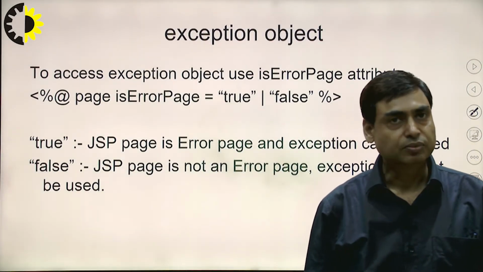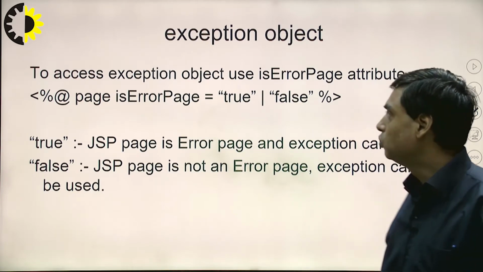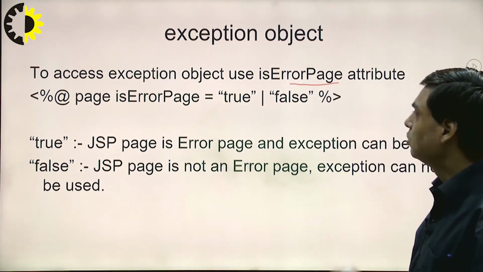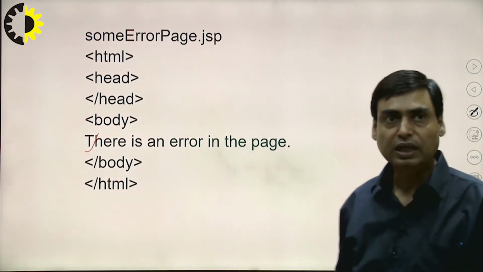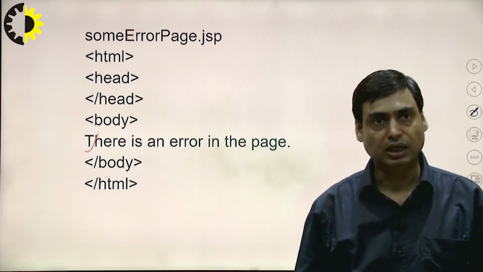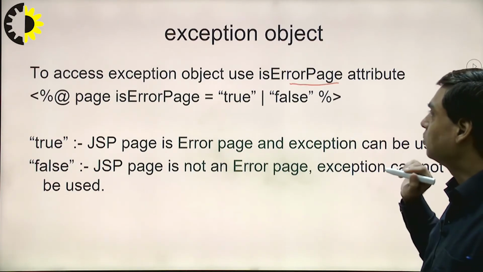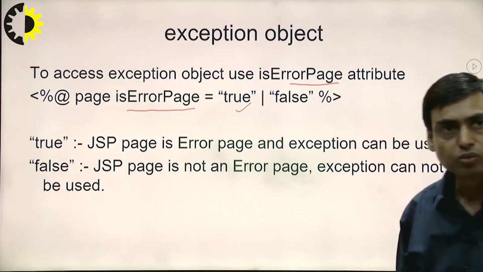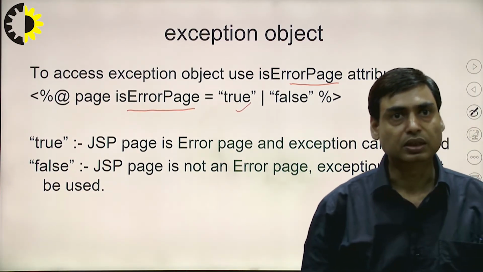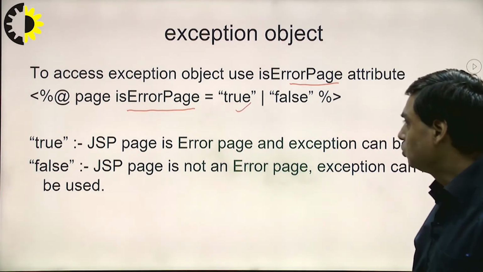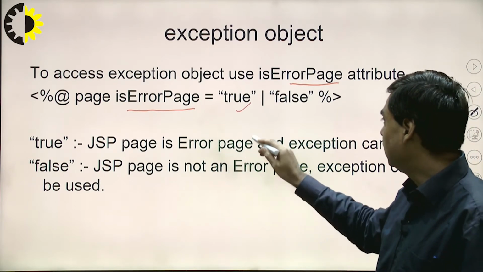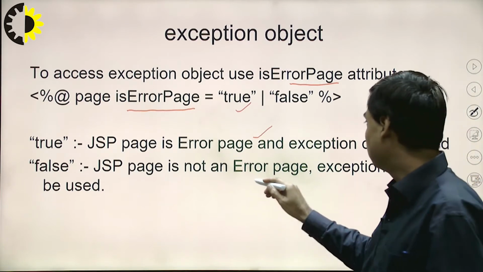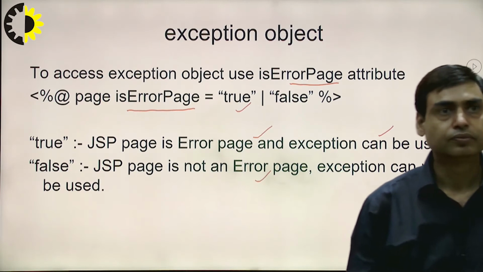Now, handling the exception with the help of the exception object. To access the exception object, use the isErrorPage attribute. Here we are not using the exception object; someerrorpage is just an error handler. To access the exception object, the isErrorPage attribute should be true. If it is true, then the JSP page is an error page and the exception object can be used. If it is false, the JSP page is not an error page and the exception object cannot be used.